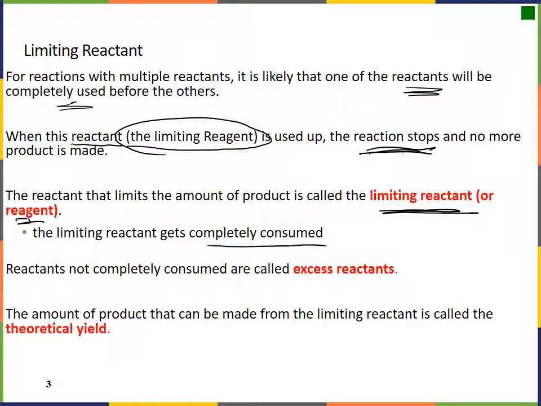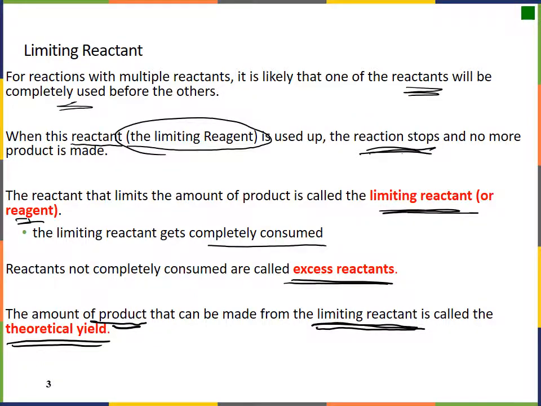It gets completely consumed, and the stuff that is not completely consumed is called the reagent in excess, just meaning there's extra of it, and the amount of product that you can make from the limiting reagent is the theoretical yield. Now, this is the same as the theoretical yield before. This is just the amount of product that you can make. But if we have two different reagents that we know how much we have of, we're going to have to find the limiting reagent first, then find the theoretical yield.